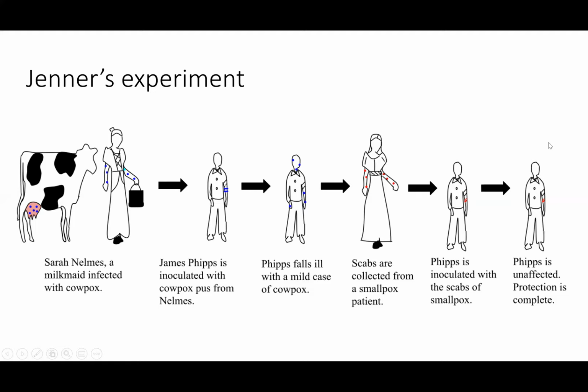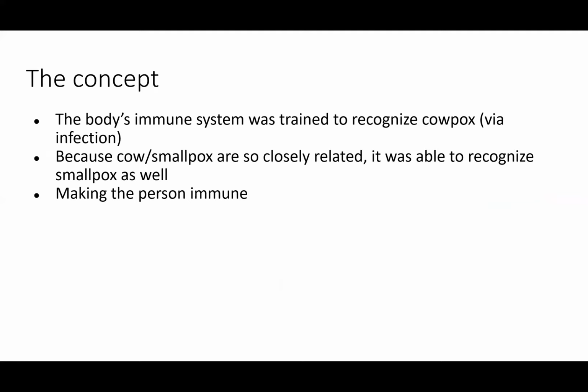So this is really a terrible experiment, if you think about it. But it did prove that getting a similar viral infection would make you then immune to smallpox. So the concept here is the body's immune system was trained to recognize the cowpox through infection, very much the way your body does with any pathogen. And because of how similar cowpox and smallpox were, it was able to recognize smallpox, and then it essentially made the person immune to smallpox.